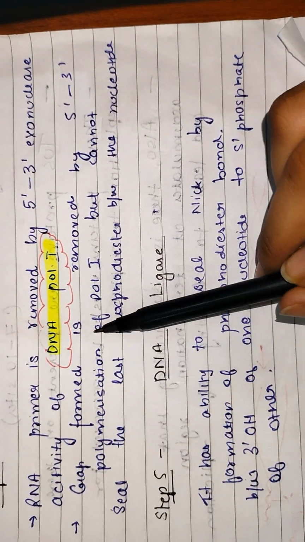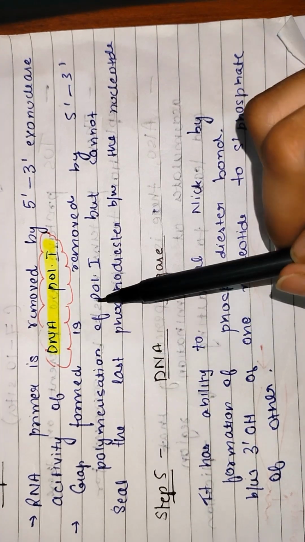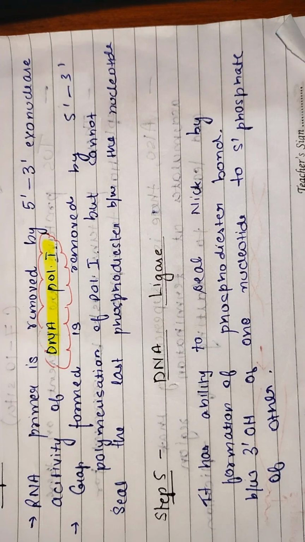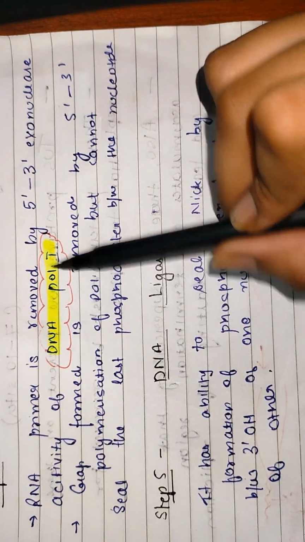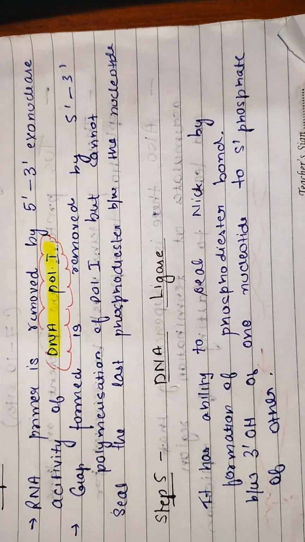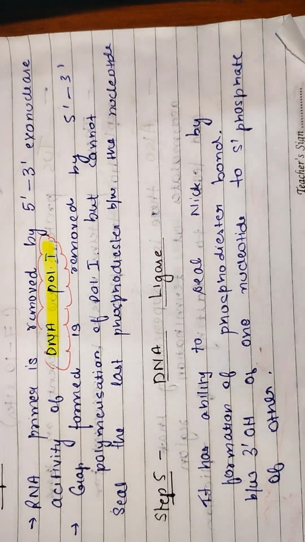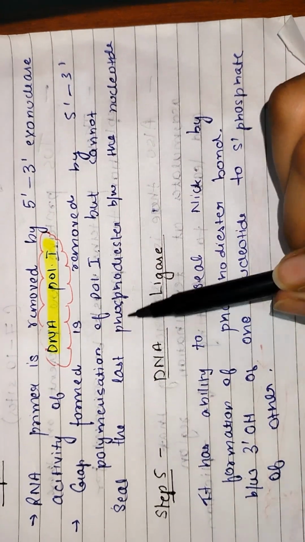The gaps which are formed are filled by the 5' to 3' polymerization activity of polymerase 1, but it cannot seal the last phosphodiester bond between the nucleotides. It means that DNA polymerase 1 will remove the RNA primer and synthesize the DNA, thus replacing the RNA which was there, but the last phosphodiester bond which remains, it cannot seal. So a nick forms at the last phosphodiester bond.